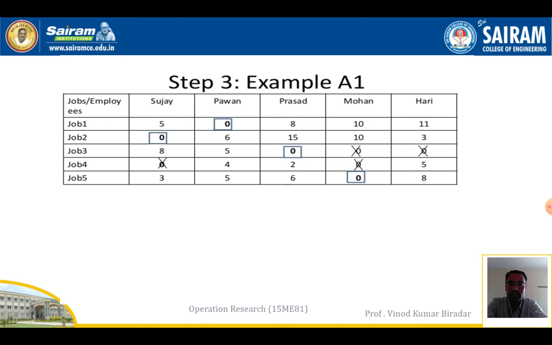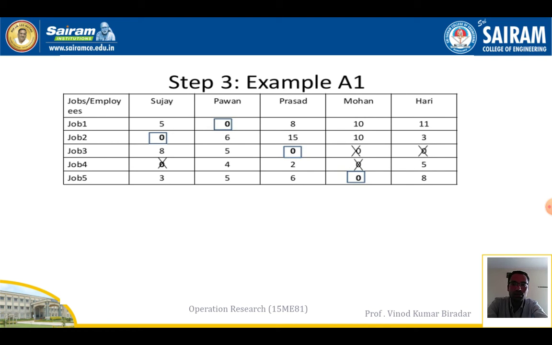Again, come to the second row. Here also a single 0 is there, so assign that. In the third row there are three zeros, so no need to assign that yet. Job number 4 also has two zeros, and job number 5 has a single 0, which belongs to Mohan, so you assign it.